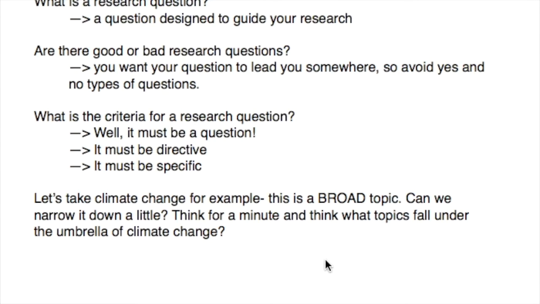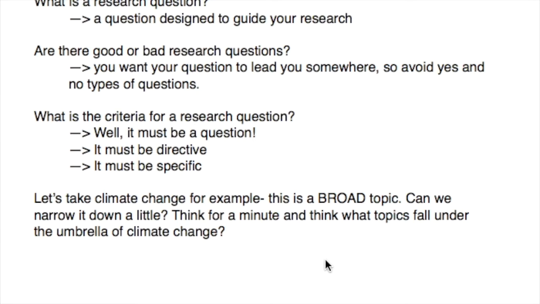Today we're going to be talking about research questions. Our objective is to generate a direct, specific question to guide our research. Now, you might be asking yourself, well, what is a research question, or why do I need a research question? Well, a research question is designed to guide your research. It's designed to help you focus your research and understand what direction you want to go with your research.